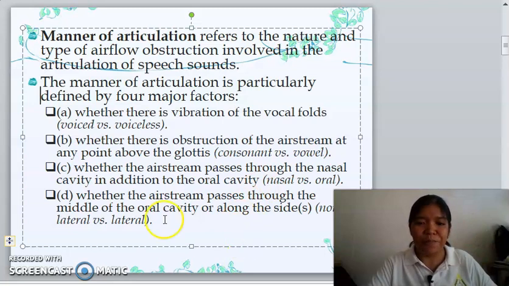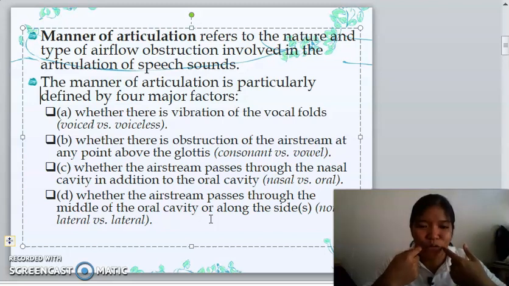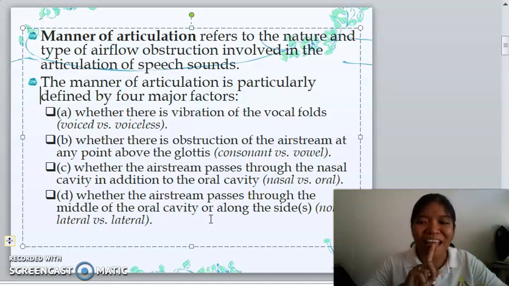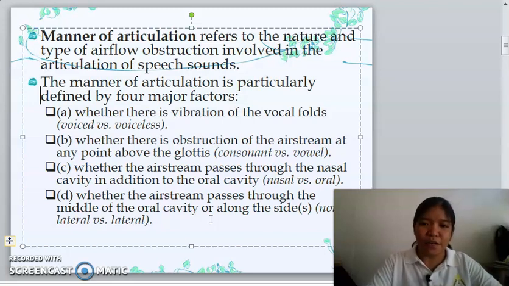And the fifth one, whether the airstream passes through the middle of the oral cavity or along the sides. Is it lateral? Meaning, the air flows through the sides of your tongue. Sa gilid-gilid ng tongue. Here. Produce the sound of L. L. L. You can feel that the air passes through the sides of your tongue as the tip of the tongue presses against the tip of your gums inside. So those are the five major factors that tell the manner of articulation.